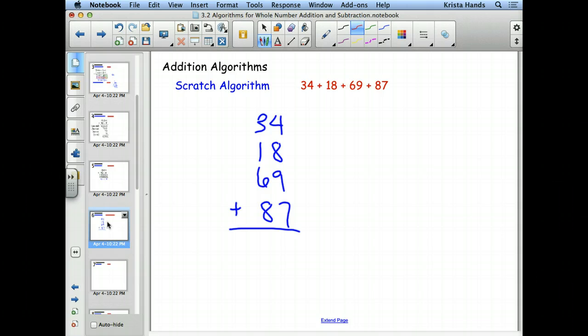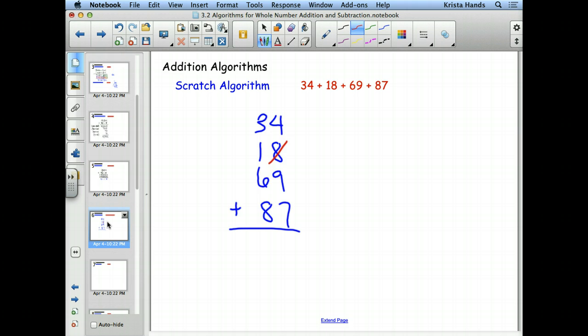So we have 4 plus 8, and that's going to give me 12. Well, what I'm going to do is make a scratch, and I'm only going to remember the number 2. The number was 12. I'm ignoring the tens place. So anytime I get a number that's 10 or bigger, I scratch, and I only remember the ones value. So I'm only remembering the number 2 now.